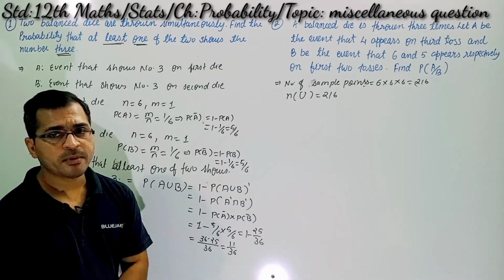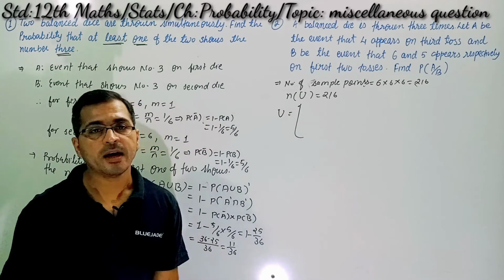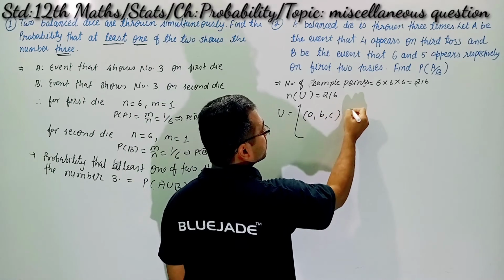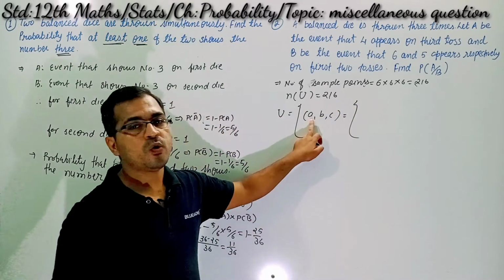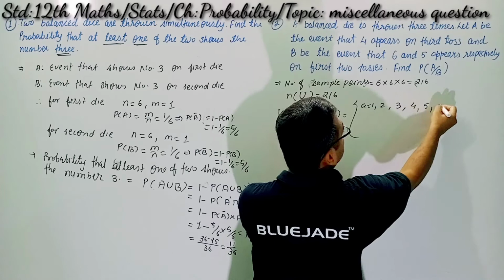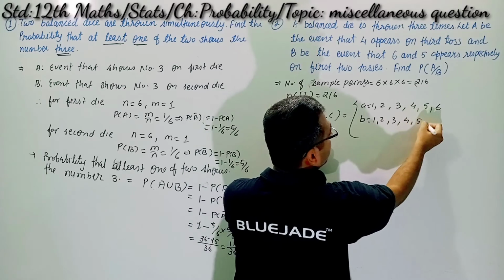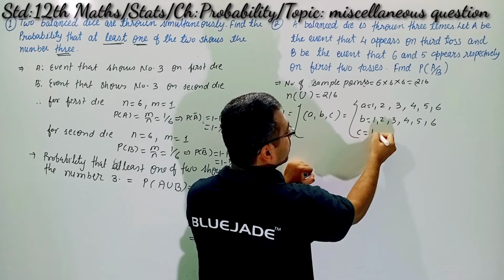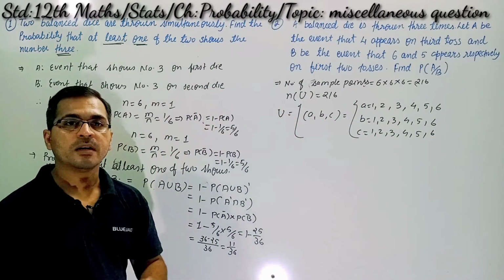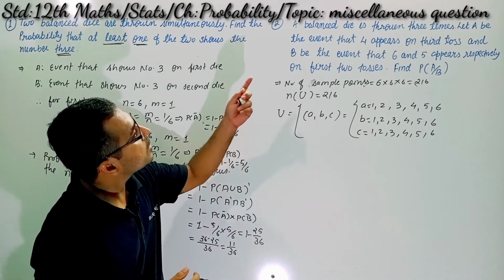Means n of U is equal to 216, right students? Now how can you determine these things? You are throwing the dice. The outcomes may be in the form of A, B and C, right students? So what is A over here? A may be 1, 2, 3, 4, 5, 6. Similarly B will be 1, 2, 3, 4, 5, 6. And C will be 1, 2, 3, 4, 5 and 6. In this way you can determine the sample space, right students?